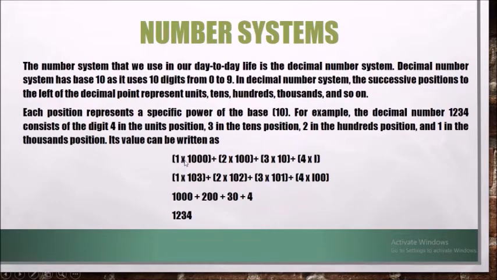That's why, when we take 1,234, how does it come up? We take each digit's place, its position. The 4 is in the unit position, so it is multiplied by 1. And then the 3 is in the tens position, so it is multiplied by 10.